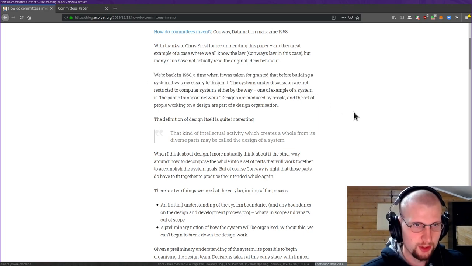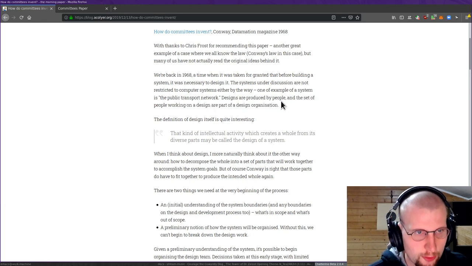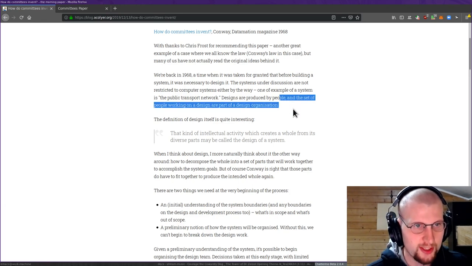The systems under discussion are not restricted to computer systems either, by the way. One example of a system is the public transport network. Designs are produced by people, and the set of people working on a design are part of a design organization.